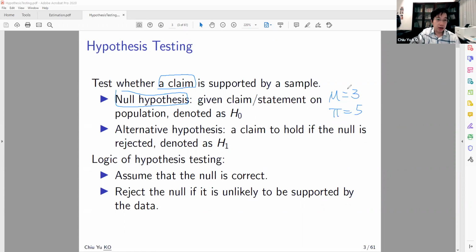But if this is not true, we will hold the alternative one. The sample is just there to test whether the null is true. It's not going to say whether the alternative is right or not. So the sample is trying to see whether we can reject H null or we fail to reject H null.